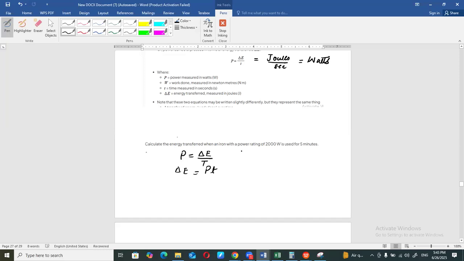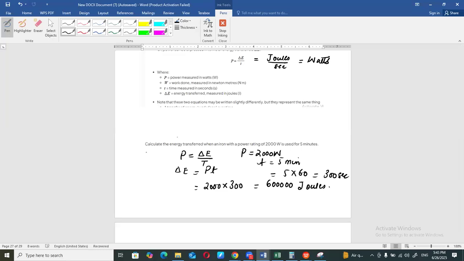Now, remember that power will always be provided in the form of a rating. And here it's given as 2000 watts. And time is given as 5 minutes. You have to convert that time into seconds by multiplying by 60. So 5 times 60 is 300 seconds. So 2000 multiplied by 300. So it will be 600,000. Energy is in joules. So this is the amount of energy transferred when the iron has a rating of 2000 watts and the time it takes is 5 minutes.